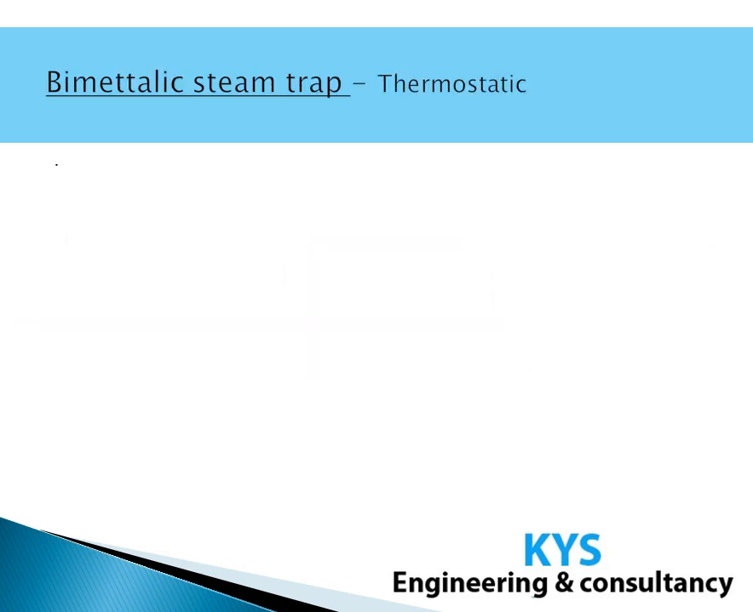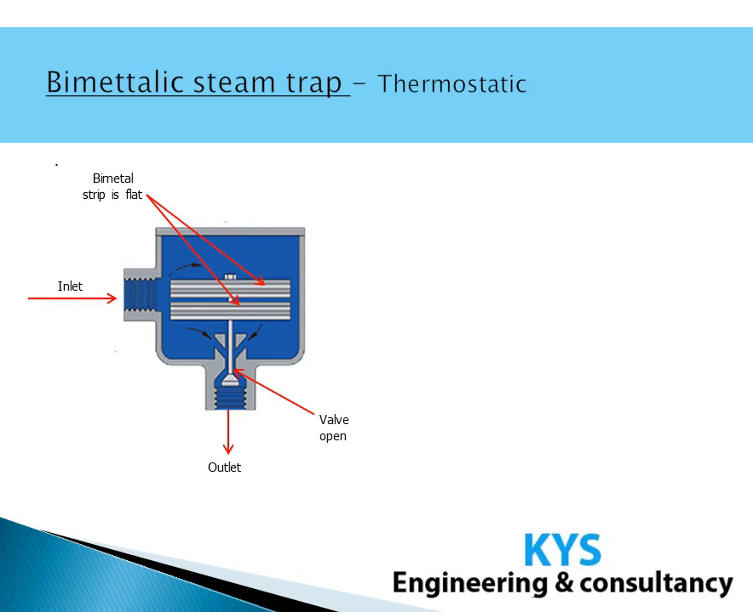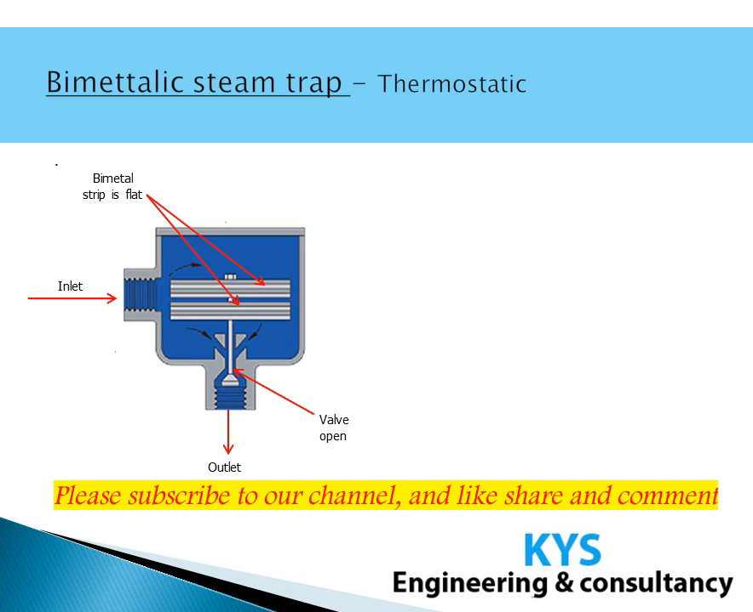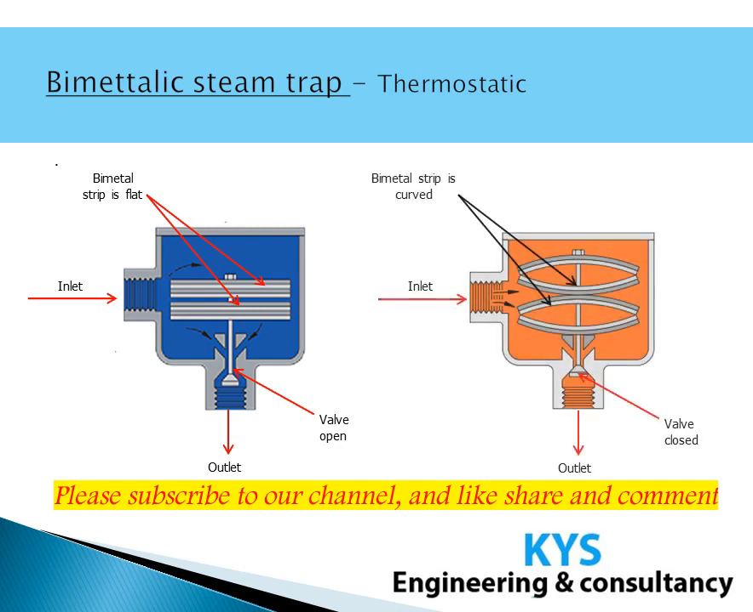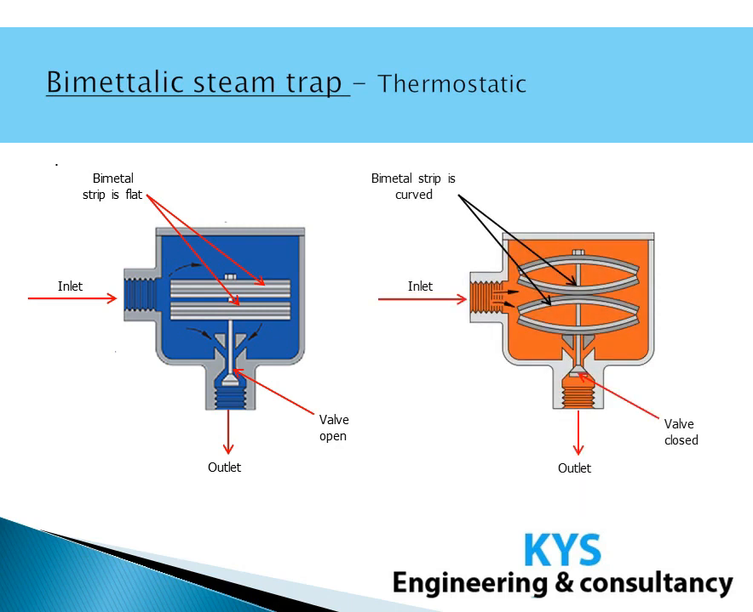Bimetallic steam trap. In this, bimetallic strip is attached to a valve. At startup, the bimetallic strip is cold and flat, and valve is wide open, discharging air and cold condensate. As the temperature increases in the trap body due to condensate, bimetallic strip starts bending and valve starts moving towards valve seat. Just before steam reaches, valve closes and traps the steam.